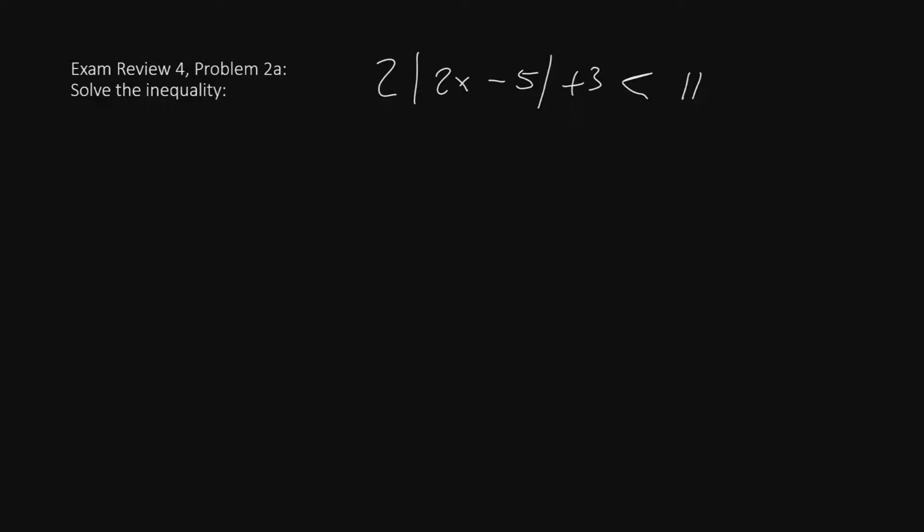This time we'll be doing problem 2a, and our problem is to solve this inequality. 2 times the absolute value of 2x minus 5, plus 3, is less than 11. The first step is going to be to get the absolute value by itself.